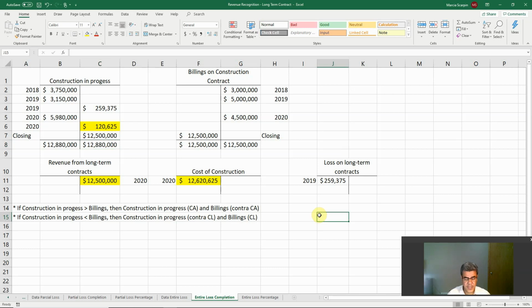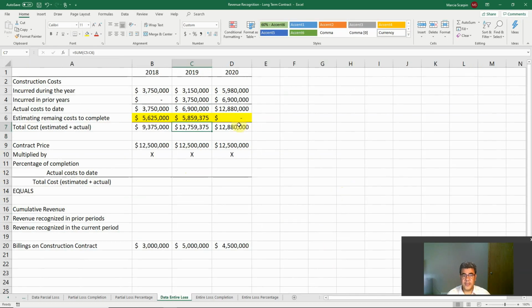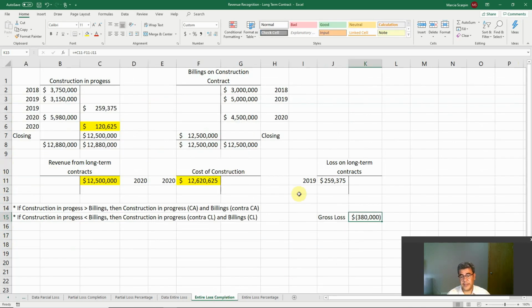And then how much is the gross? Instead of gross profit, we have here the gross loss. It will be revenue less cost less the loss in 2019. So our total loss will be 380. Let's see, that matches with this difference here. So 380. So this is quite different from the other two long-term contracts, profitable or partial loss.